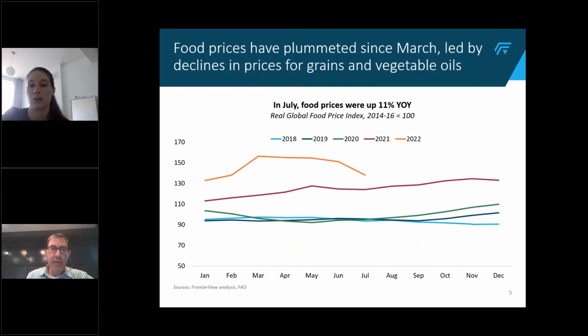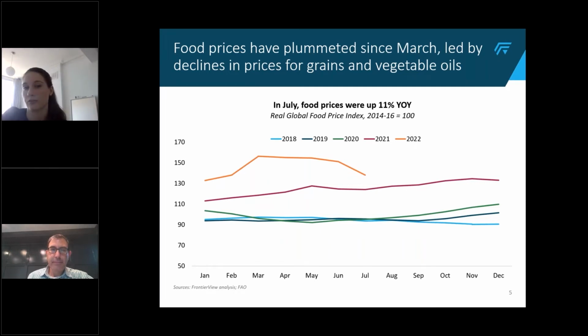Still incredibly high versus historical levels. Yes, and you're going to see there's a theme throughout this presentation, which is we've seen this drop in the price of whatever commodity you're talking about, and yet prices are still very, very high. They're just coming off of recent highs. And so that's certainly the case here. So you can see that 2022 line is still well above where it was throughout 2021, which was already well above where it was in previous years.